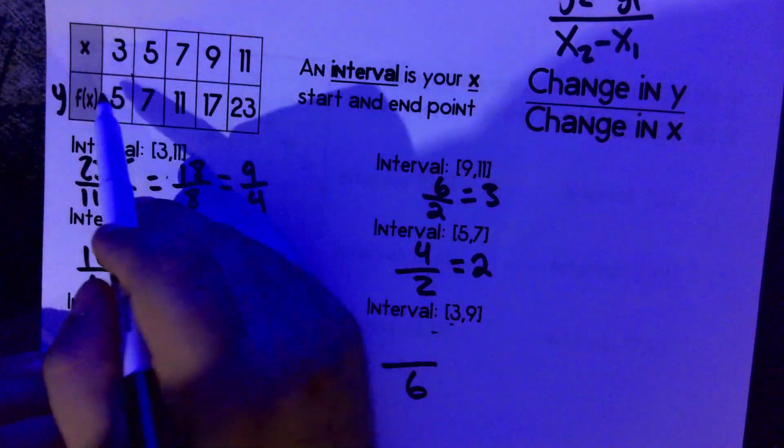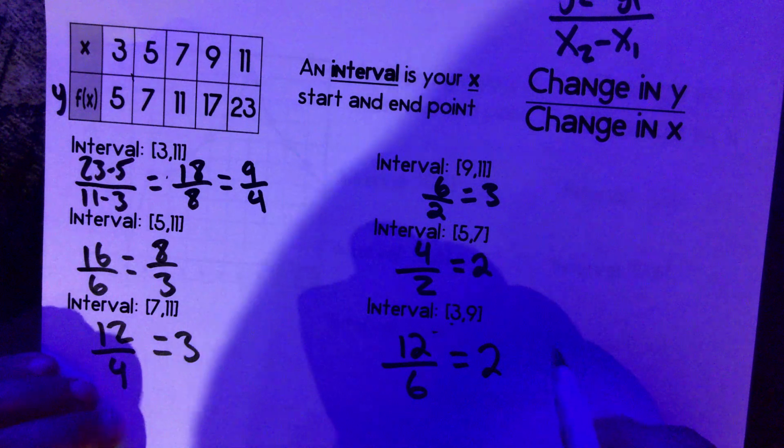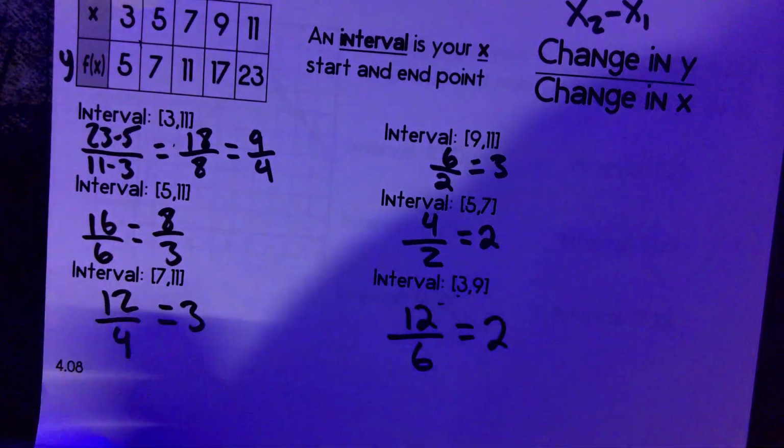From 3 to 9, it went from 5 to 17. That's 12. 12 over 6 is 2. And that's how you find the average rate of change from a table.